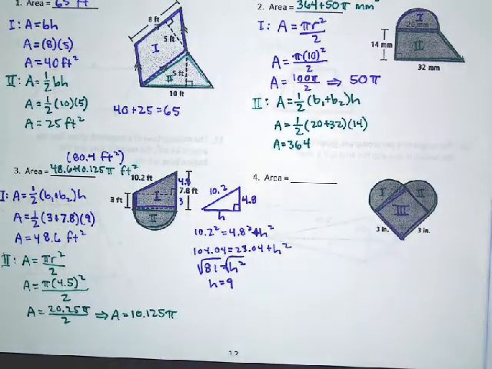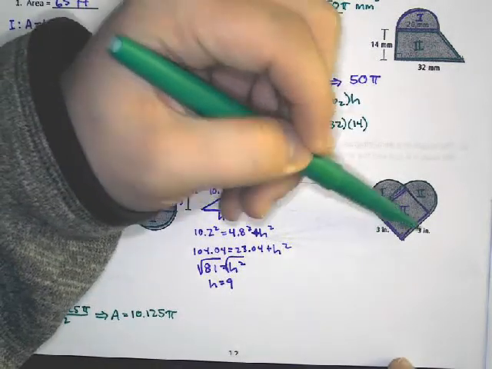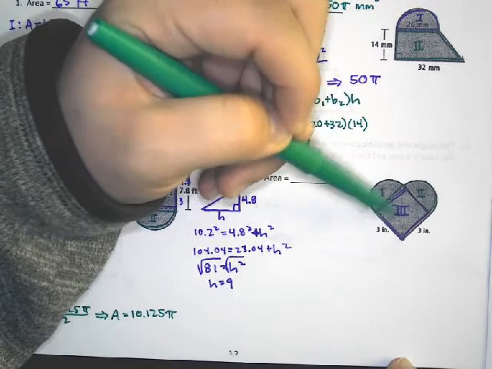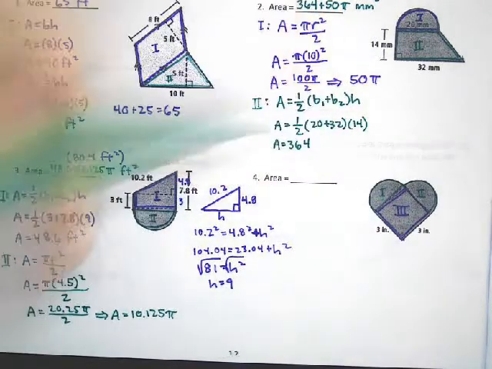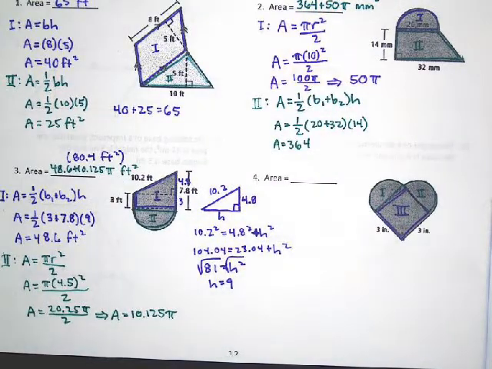So why did I use the same color for 1 and 2? Guys, those are the same shape. So I'm only going to solve for this shape one time. How do I know they're the same? Well, they're both semicircles, and they're both going to have diameters of 3, right? If this is 3, then this is 3. If this is 3, then that's 3. Okay? They're going to have the same radius. They're going to have the same area.